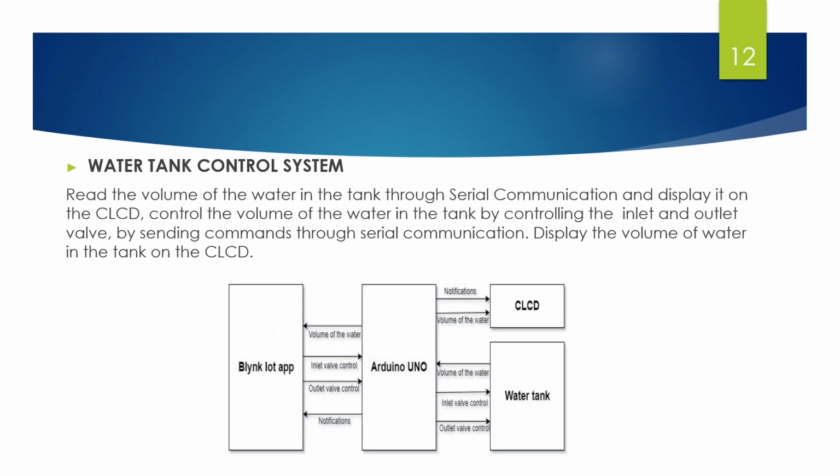Here we have a water tank control system. It reads the volume of the water in the tank through serial communication and displays it on the CLCD. It controls the volume of the water in the tank by controlling the inlet and outlet valves. By sending commands through serial communication, it displays the volume of the water in the tank on the CLCD. In the Blynk application, we can raise the volume of the water using the inlet valve and we can reduce the volume of the water using the outlet valve.